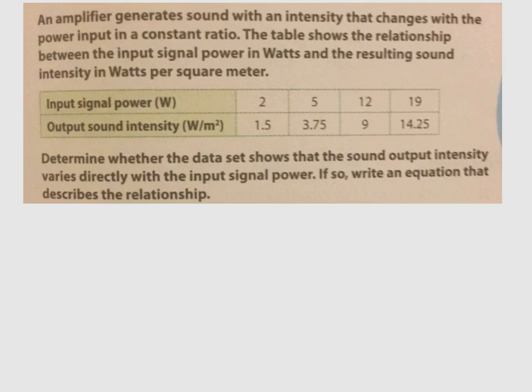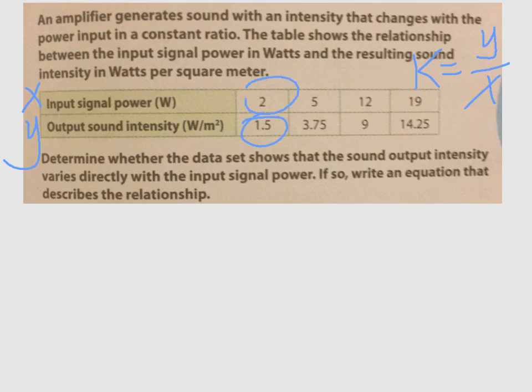So on the next one, an amplifier generates sound with an intensity that changes with the power input in a constant ratio. The table shows the relationship between the input signal in watts and the resulting sound intensity in watts per square meter. So our goal here is to find out if this is going to be direct variation. And to do that again, we've got to check with our k, which is y divided by x. You're going to get tired of me saying that, but you have to remember it.